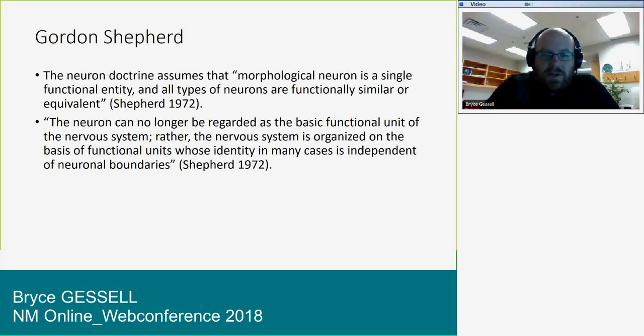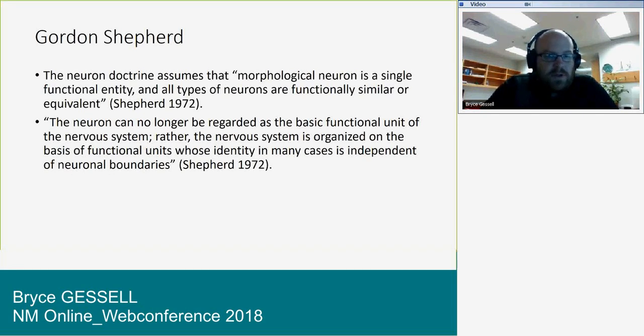Coming closer to our present day, 1972, with the work of Gordon Shepherd, who was quoted in Alessio's presentation previously. So according to Shepherd, the Neuron Doctrine assumes that the morphological neuron is a single functional entity, and all types of neurons are functionally similar or equivalent. Again, this is a strong interpretation of the Neuron Doctrine, and I think that Shepherd has got it right here, that there's something about a repeated pattern. But with an eye toward explaining more complex physiological and psychological functions, Shepherd writes that the neuron can no longer be regarded as the basic functional unit of the nervous system.